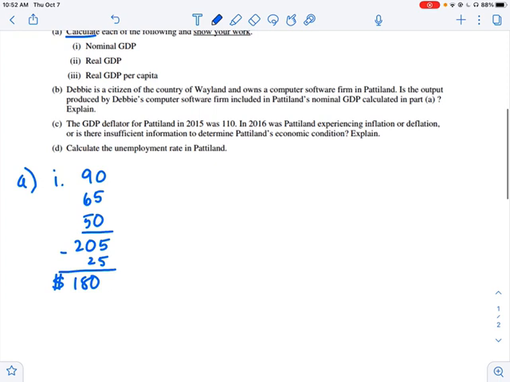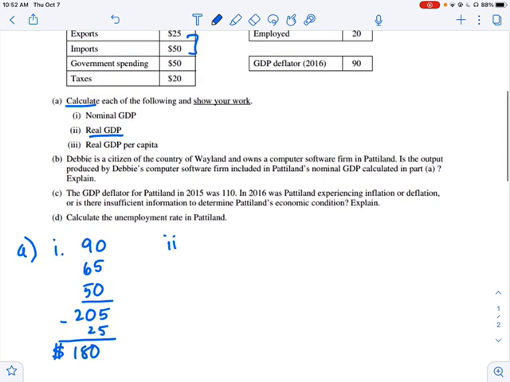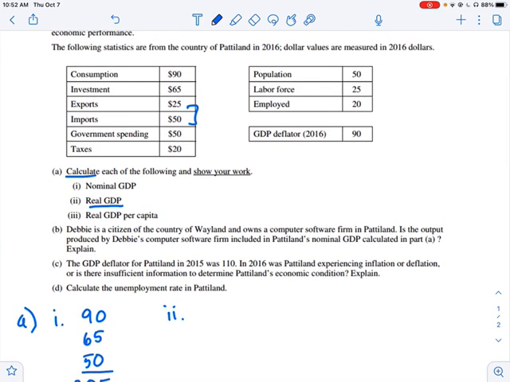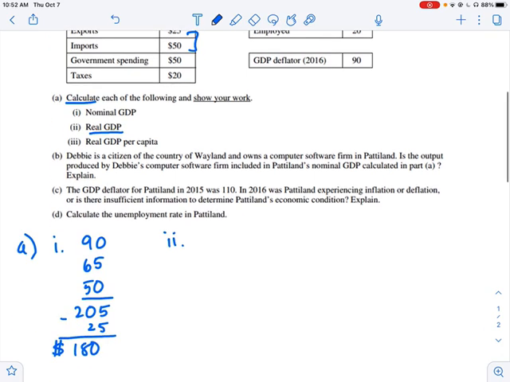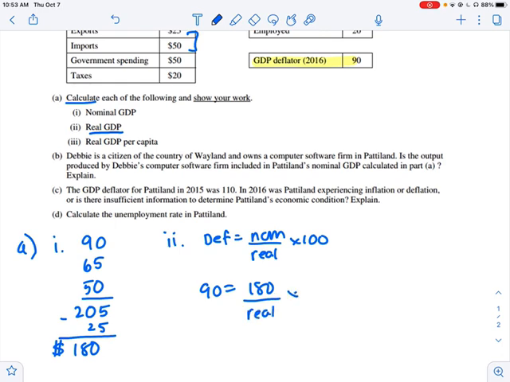Okay, so now we're going to do part 2. And now we're going to look at the real GDP. So remember that the real GDP is something that I can't calculate based on the data in the table alone. I have to consider other factors as well. So now I have the nominal over here, but I don't have the real. And I notice that I have the GDP deflator. So the deflator equals the nominal divided by the real times 100. So I'm just going to plug those numbers in. So I got 90 equals 180 divided by the real times 100.